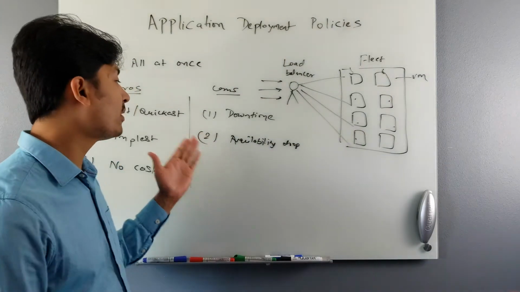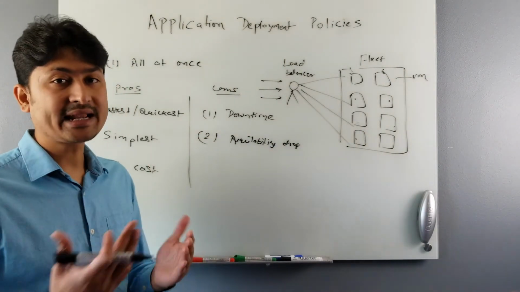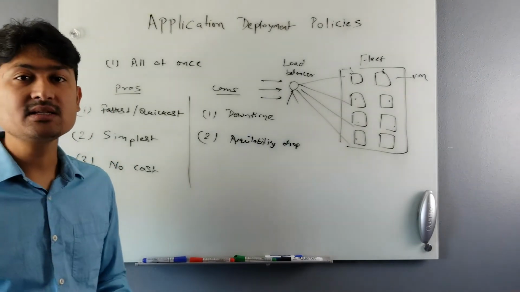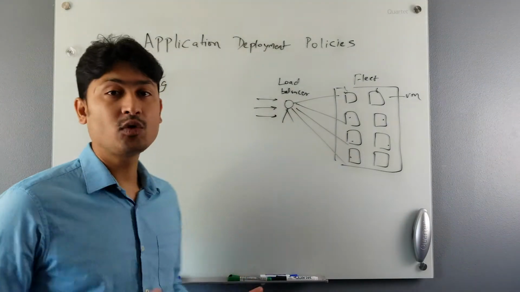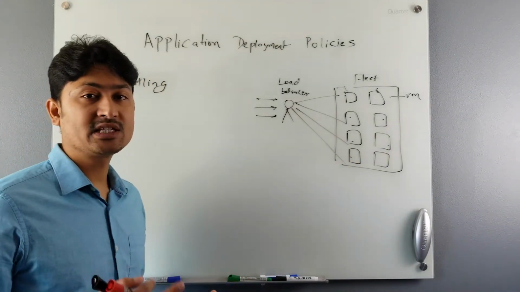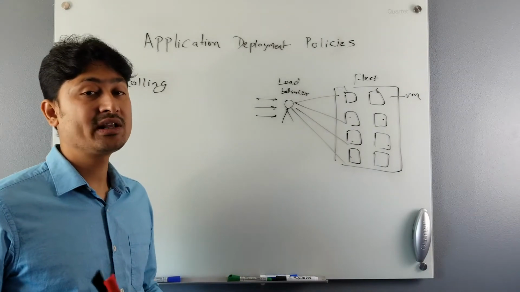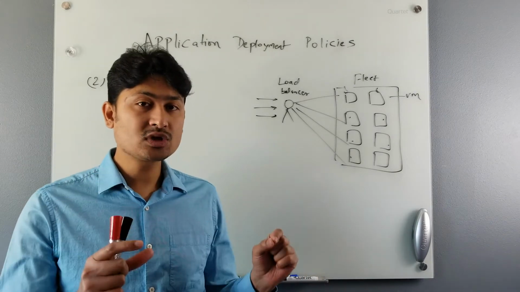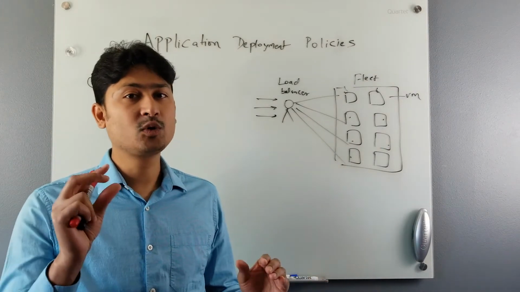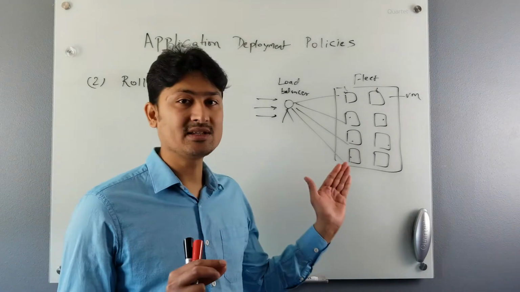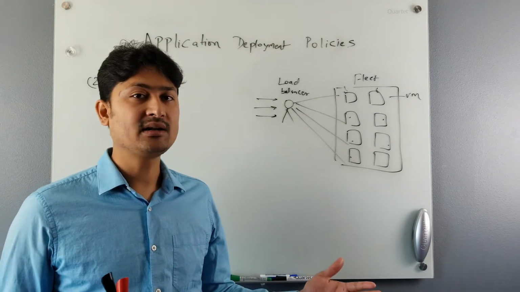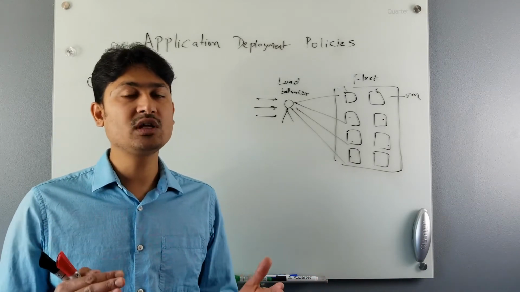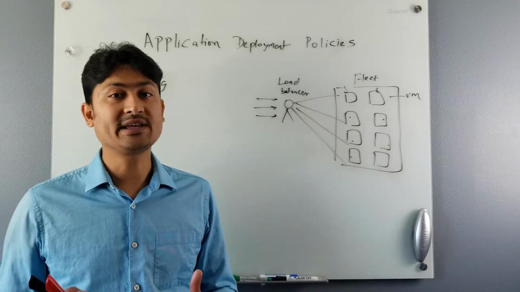To mitigate the problem of downtime or availability drop, there is a second deployment policy which we can discuss. The second deployment policy is rolling deployment. In rolling deployment, you deploy your newer application version in batches. So let's understand the concept of a batch. A batch means you take a portion of your fleet, or a group of servers, out of the load balancer, you perform the deployment, and once they are ready, you put them back into the load balancer, and you repeat the same process with the other servers which are running the older application version.